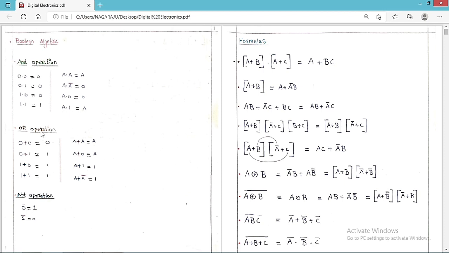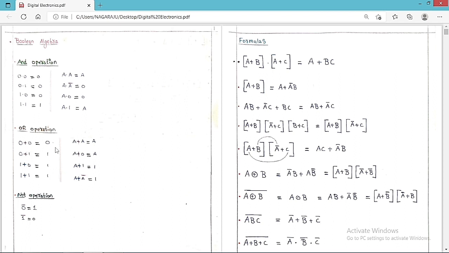Now we discuss another operation, which is called the OR operation. OR operation uses the symbol plus. So 0 or 0 is equal to 0, 0 or 1 is equal to 1, 1 or 0 is equal to 1, 1 or 1 is equal to 1. Similarly, A or A is always equal to A, A plus 0 is equal to A, A or 1 is equal to 1, and A or A bar is always equal to 1. These are the things that you always have to keep in mind.